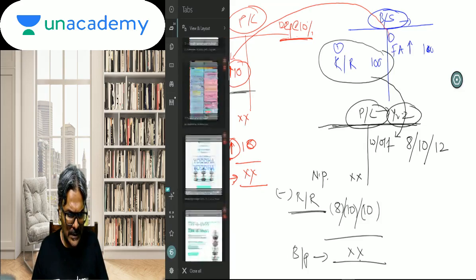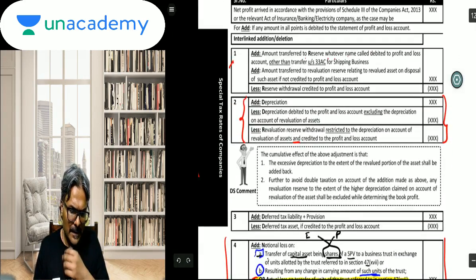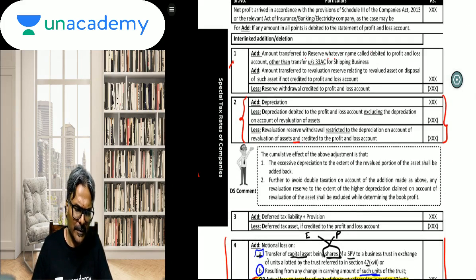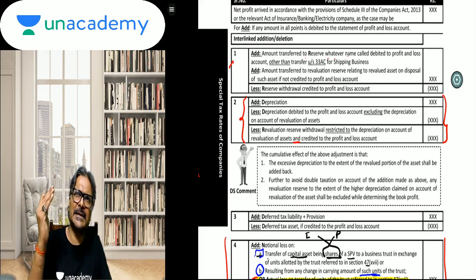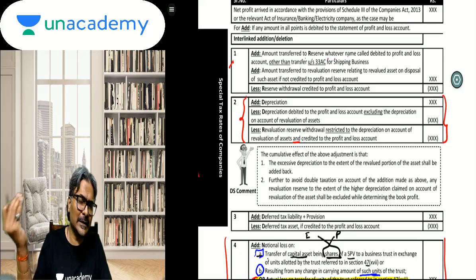coming back to our point number 3, students, DTA and DTL provision. Point number 3, DTA and DTL provision. Obviously, DTA and DTL provision will have no place whatsoever so far as the book profit is concerned, because obviously this deferred tax asset is a function of what? Function of the book's tax versus the tax as per the income tax law.